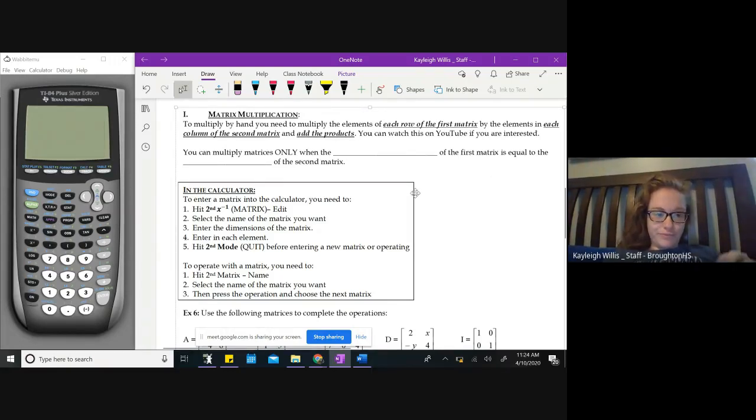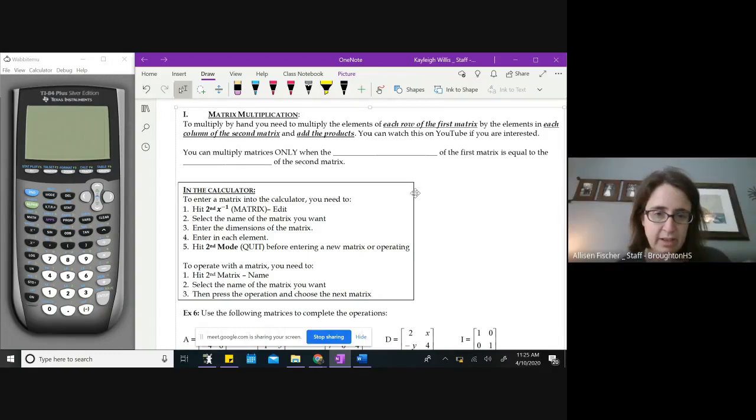So, matrix multiplication. Now, remind me, am I supposed to do one of these examples by hand, or am I doing them all in the calculator? No, all on the calculator. So you can multiply them by hand. I just put this little thing at the top about doing it by hand so they know that they can find it on YouTube, if you really want to know how to do it by hand.